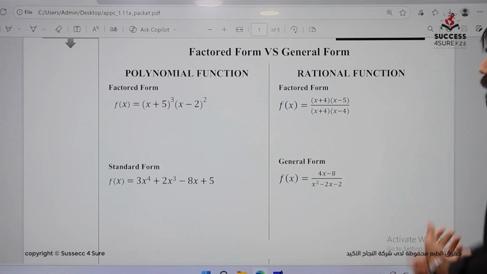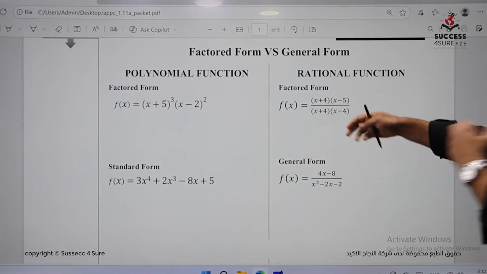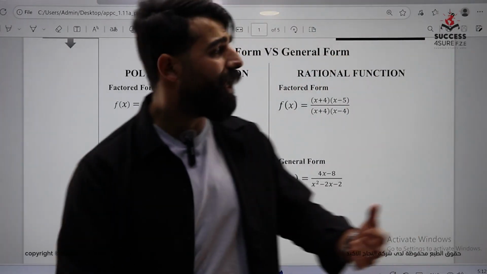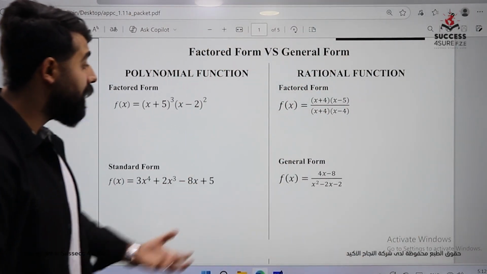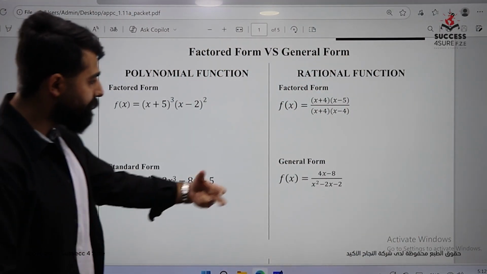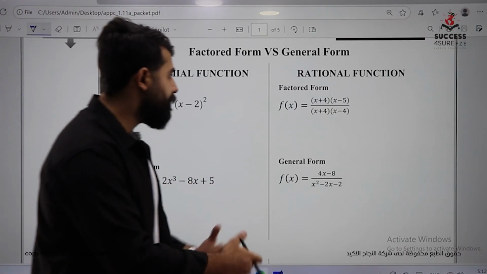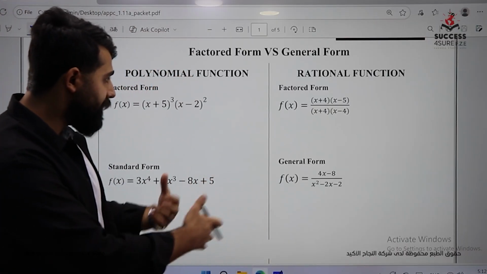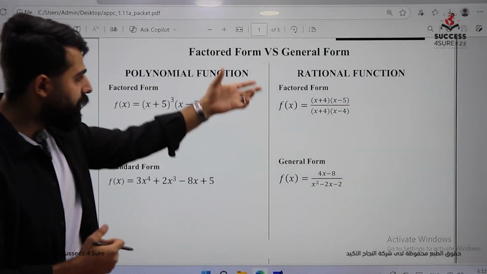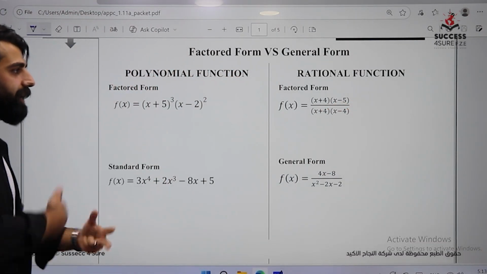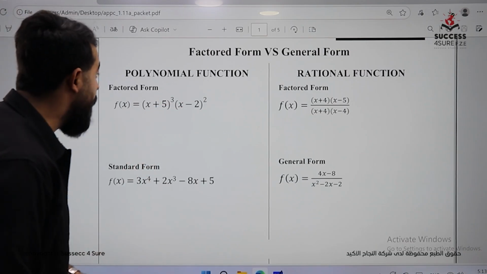Now in order to write the rational functions, we have the factored form, which means that you need to factorize the numerator as well as factorize the denominator. And we have something we call the general form, which you can write after doing the simplification for the numerator alone and the denominator alone. I mean, after expanding the brackets or the parentheses that you have.